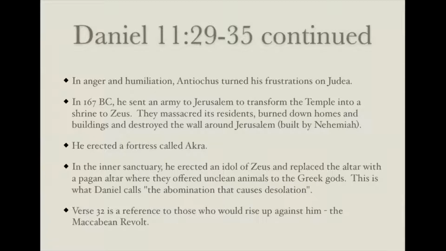So even those Jews who actually wanted the Hellenization and thought it was a pretty good thing for them, whether for their commerce or power, were really offended by what Antiochus did, where they were like, maybe that's not such a great idea. But anyway, verse 32 refers to those who would rise up against him, which is the Maccabean revolt. So we'll get into that in our next session.